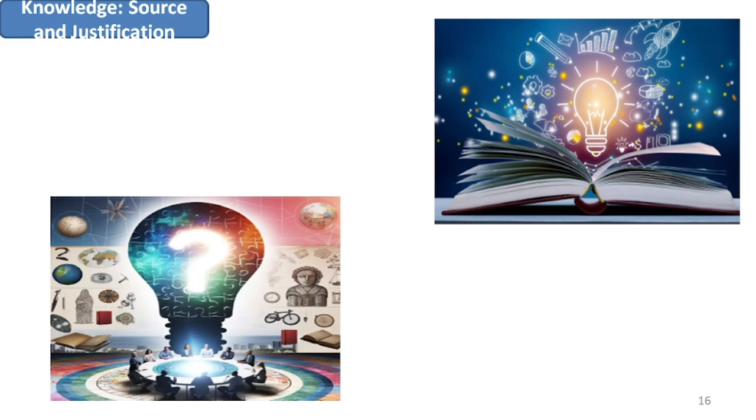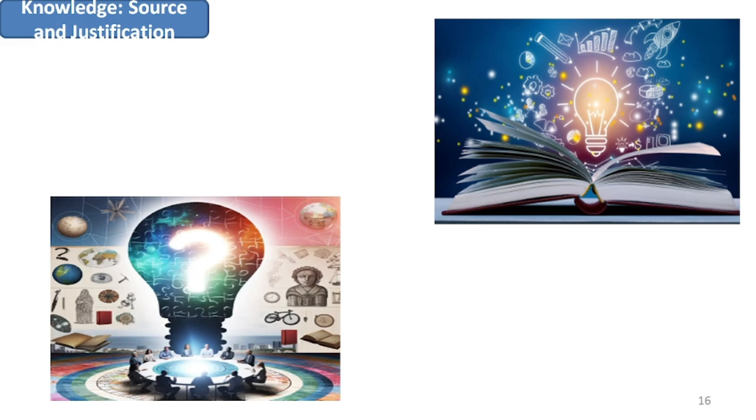Rationalists argue that reason and innate ideas are the primary sources of knowledge. Certain concepts and knowledge exist independent of experience and can be accessed through reasoning. Empiricists contend that all knowledge comes from sensory experience. According to them, the mind at birth is a blank slate, tabula rasa, and knowledge is built up from experiences over time.